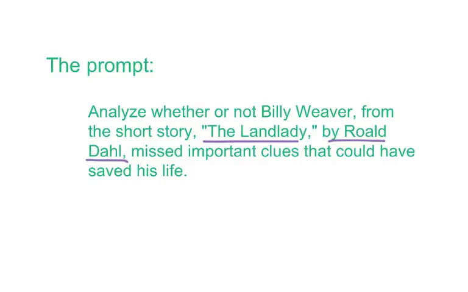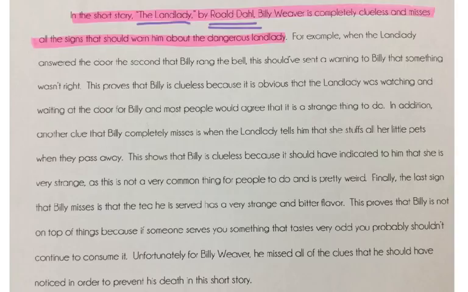Take a look at the other things that I also added into my prompt. So the prompt asked me to analyze if he missed important clues that could have saved his life, and I didn't use those exact words in my topic sentence. But I did get pretty close because I called Billy completely clueless and said that he misses all the signs that should warn him about the dangerous landlady. So a little bit different. I could have used those exact words, but I just mixed it up a little bit.